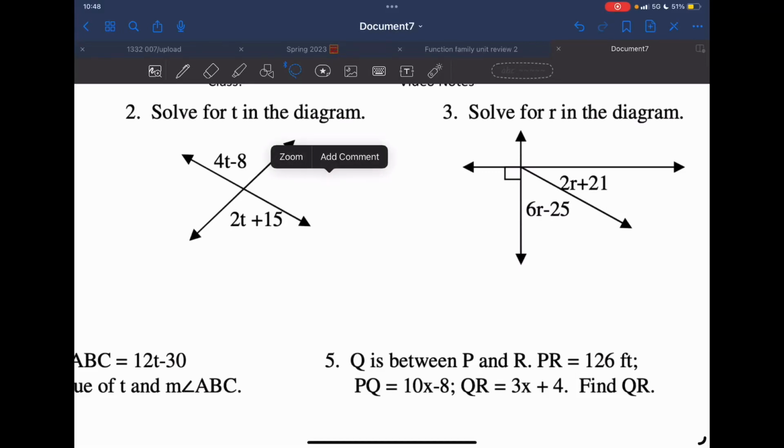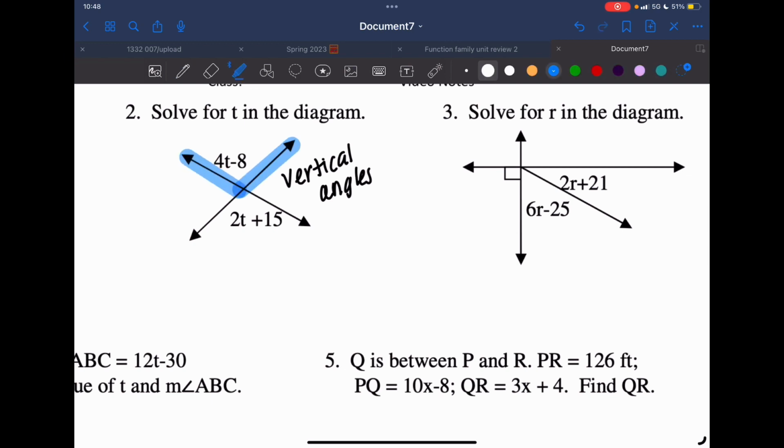Okay, so we have vertical angles. We're going to solve for t in the diagram. Again, these are vertical angles. So when they're vertical angles, they're exactly the same value. So what we're going to do is set these equal to each other and then solve for the variable. 4t minus 8 is equivalent to 2t plus 15.